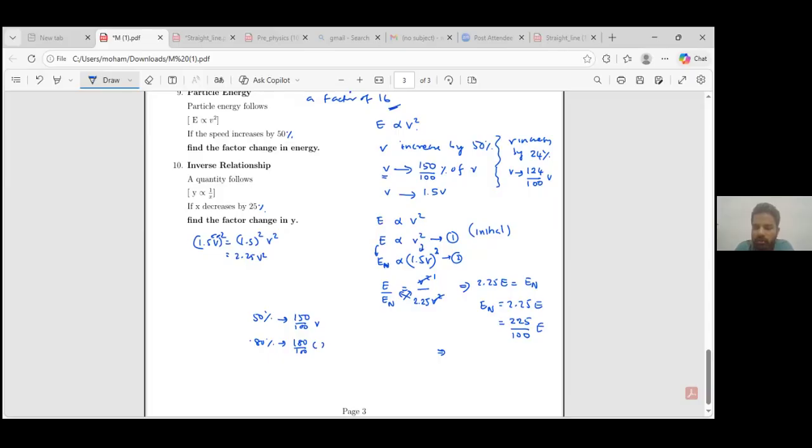So here you can see, we add that percentage increase to 100, right? So 80% increase means 180 over 100. 225 over 100 means it's a 125% increase in E. Okay. So when you increase E by 50%, E gets increased by 125%, right? That's the idea.